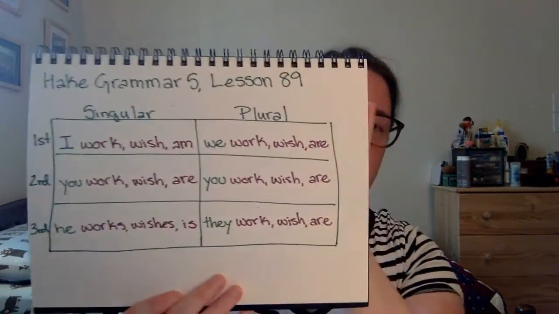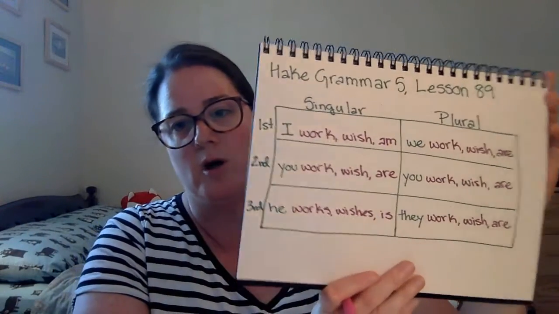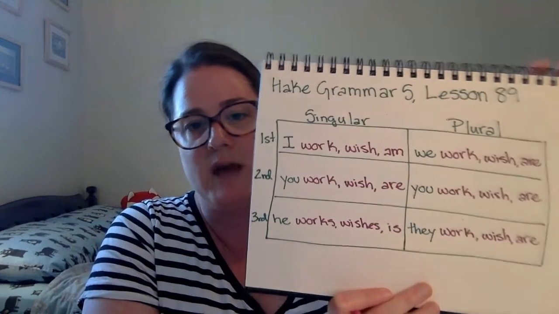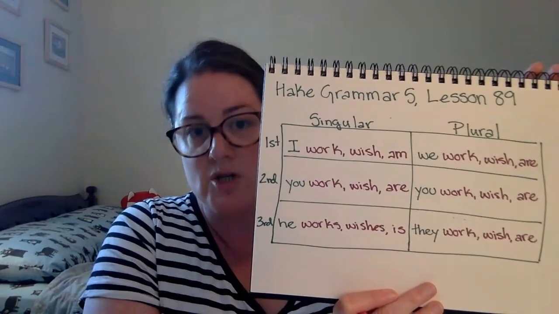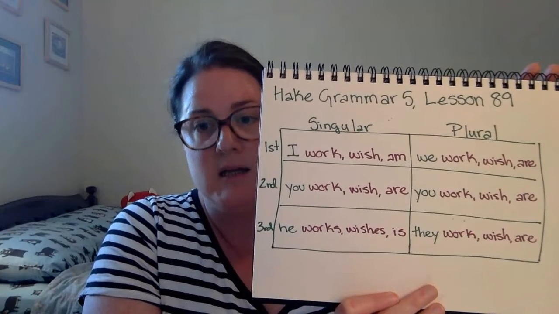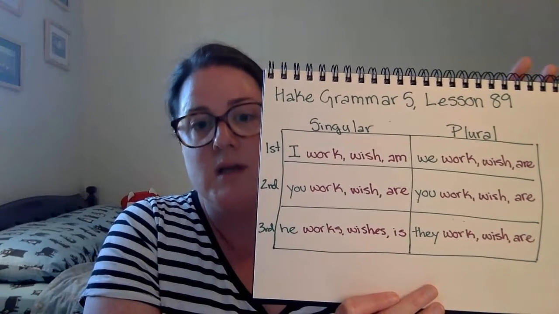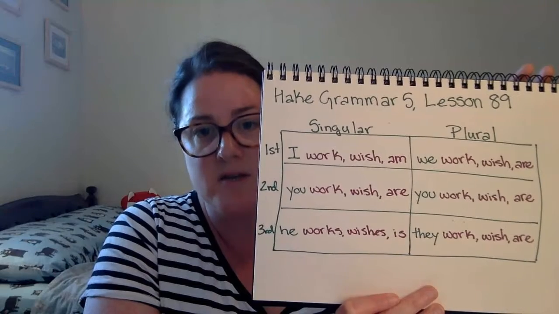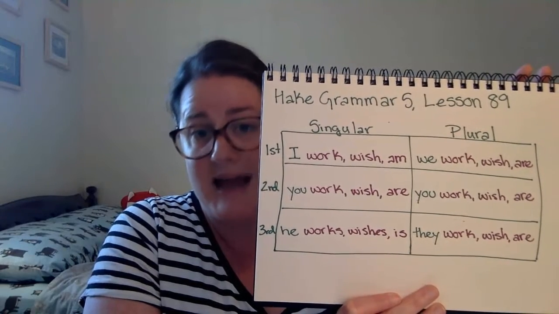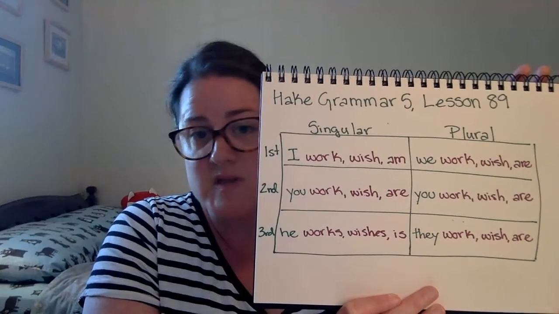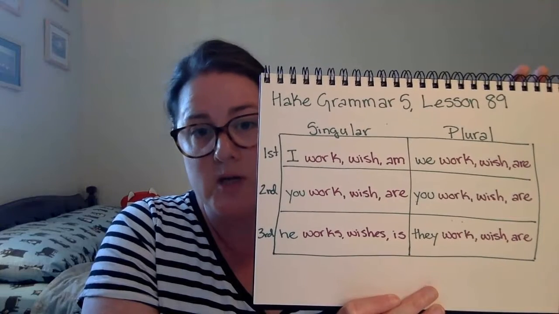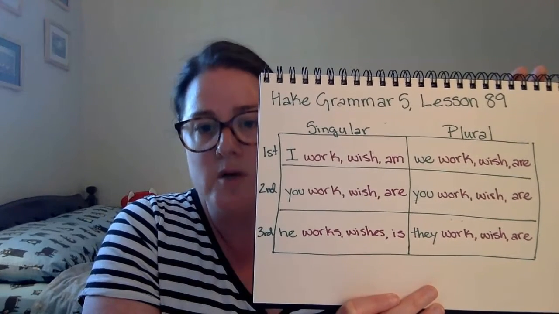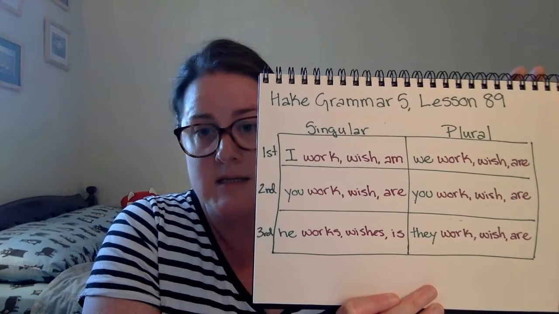So, this is the verb chart from your book. All right? So we have three verbs here. We have to work, to wish, and to be. Right? And it shows you each number and person. First person singular, I work, I wish, I am. Second person singular, you work, you wish, you are. Third person singular, he works, he wishes, he is.